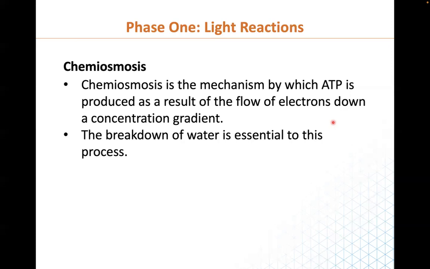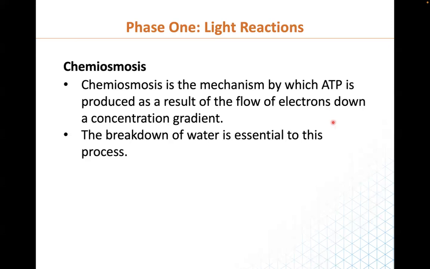We're going to talk about that later. But if you understood when I talked about chemiosmosis in cellular respiration, once the electrons flow from one protein to another, they allow hydrogen ions to migrate across the thylakoid membrane.